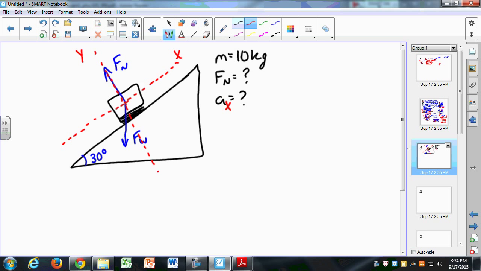But notice that if I had put this as my coordinate system, I would have two components to my acceleration. My acceleration would be down this direction, and then I'd have both an a_x and an a_y. And it makes it a lot more complicated. If you don't follow me, that's fine. Just always draw your coordinate system like that.